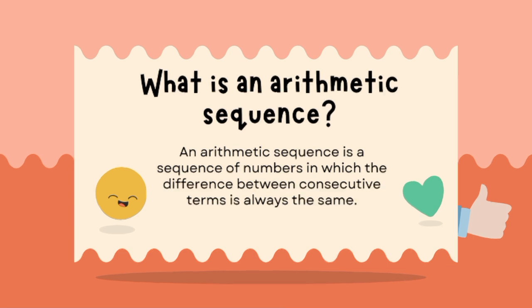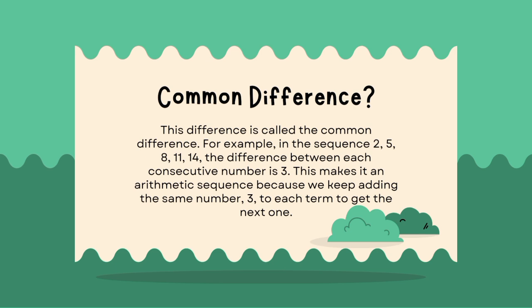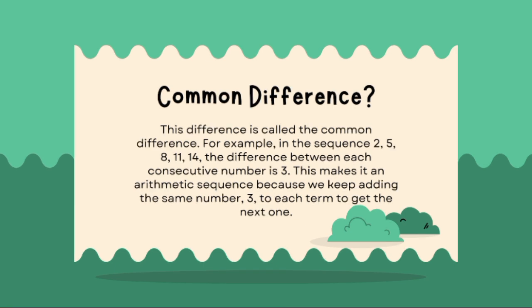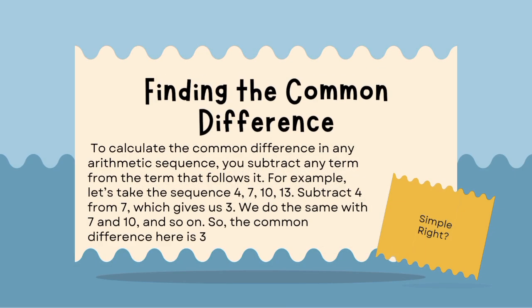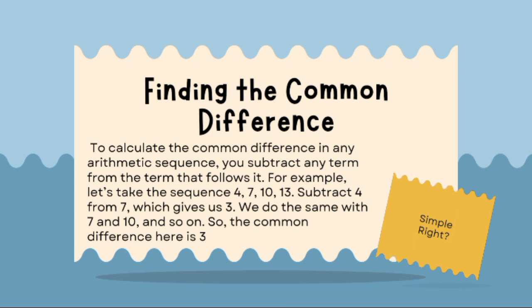So, an arithmetic sequence is a sequence of numbers in which the difference between consecutive terms is always the same. This difference is called the common difference. For example, in the sequence 2, 5, 8, 11, and 14, the difference between each consecutive number is 3. This makes it an arithmetic sequence because we keep adding the same number, 3, to each term to get the next one.